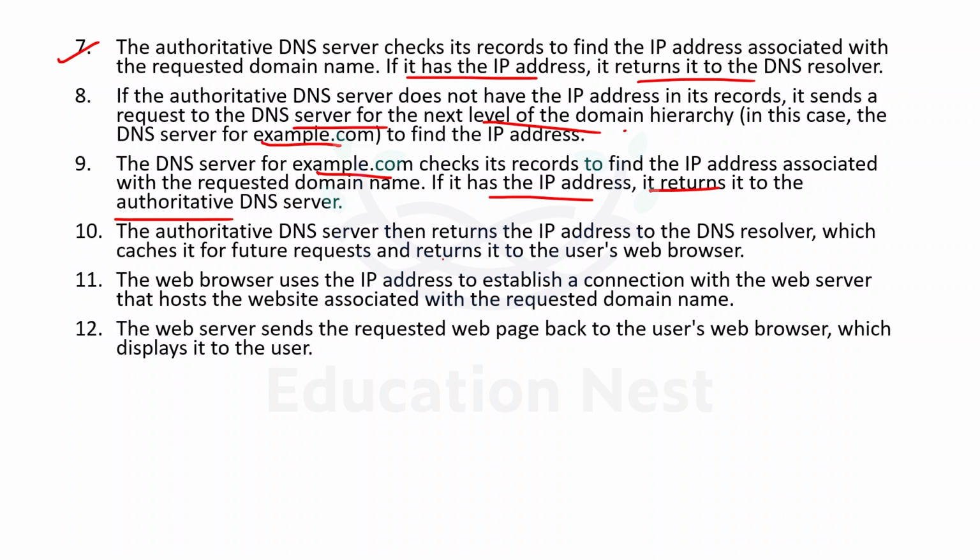The authoritative DNS then returns the IP address to the DNS resolver, which caches it for further requests, and it will also return it to the user's web browser. The web browser uses that IP address returned by the DNS resolver and connects to the web server hosting the required website. The web server sends the requested page back to the user's web browser, which displays it to the user.